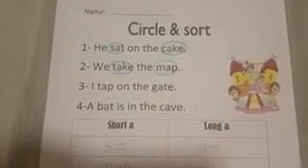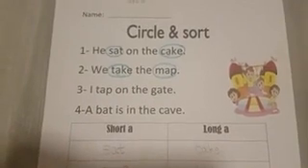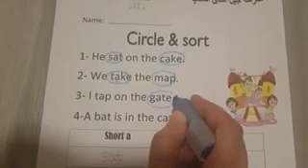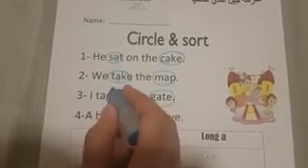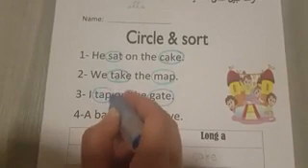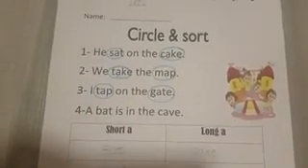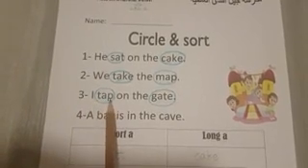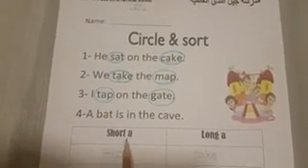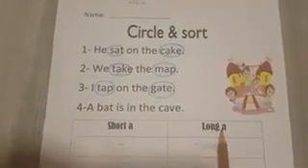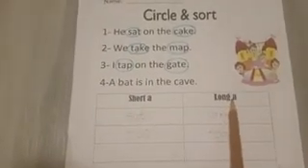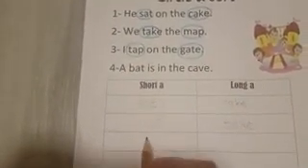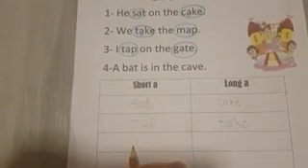Gate. So first we will circle the vowel A words, gate and tap. Okay, now let's look at tap. Tap. Do you hear a short A sound or a long A sound? Tap. You can hear that this is a short A sound. So let's go ahead and write tap.